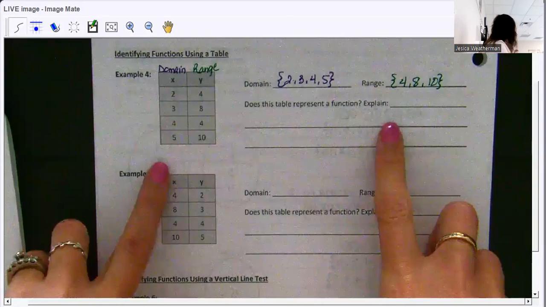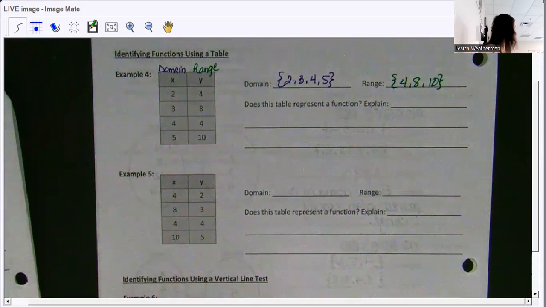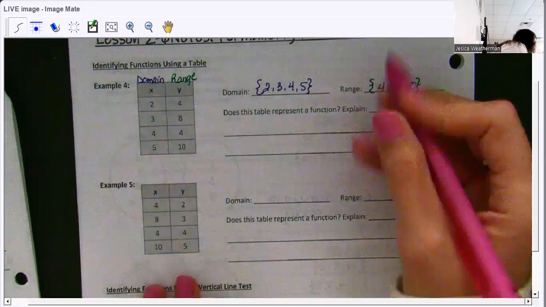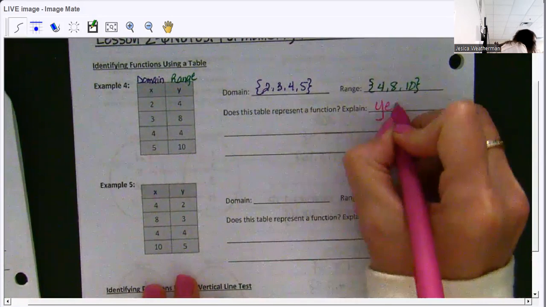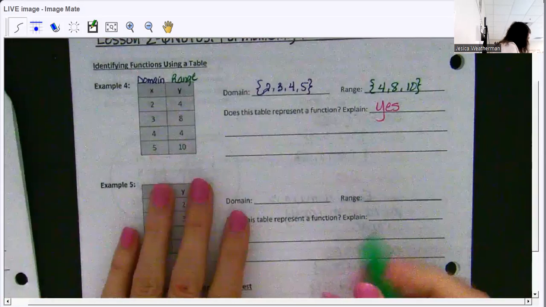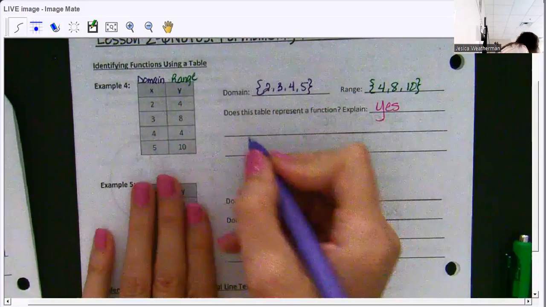So does this table represent a function? Yes, it does. And then your description, I got the notes right there, is that, and I'm just going to write this a little differently. Each X value is paired with exactly 1 Y value.